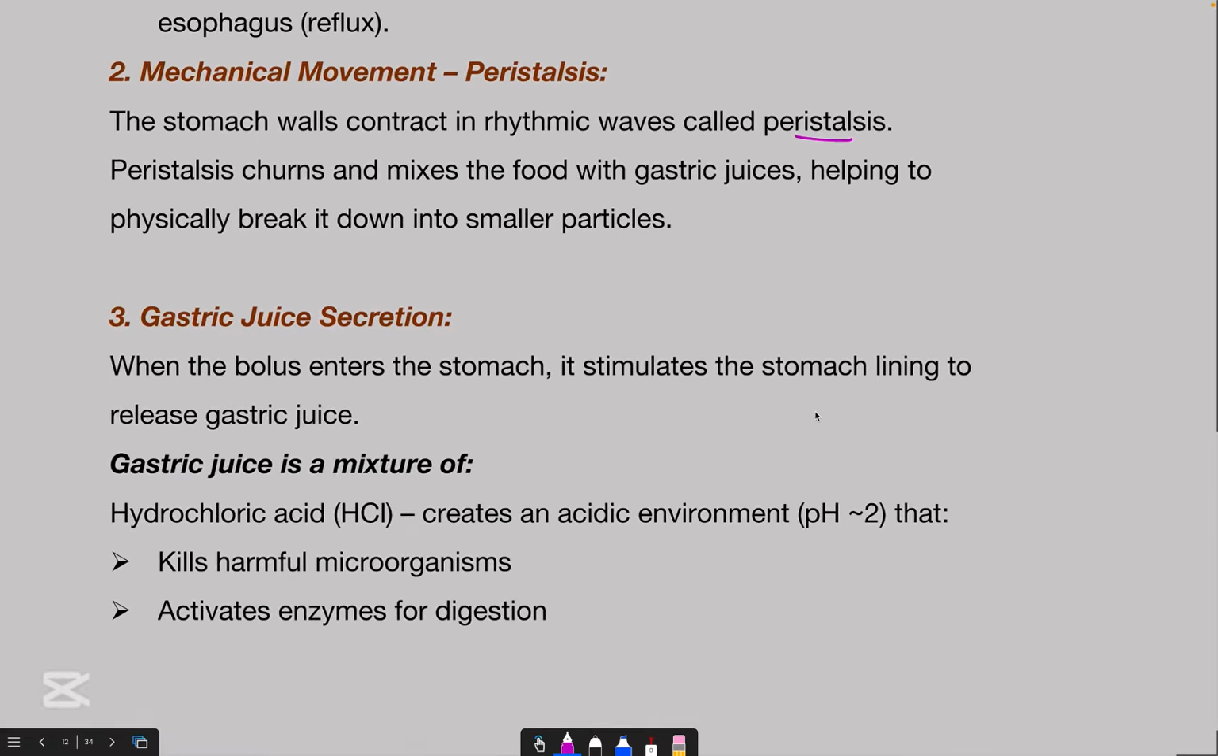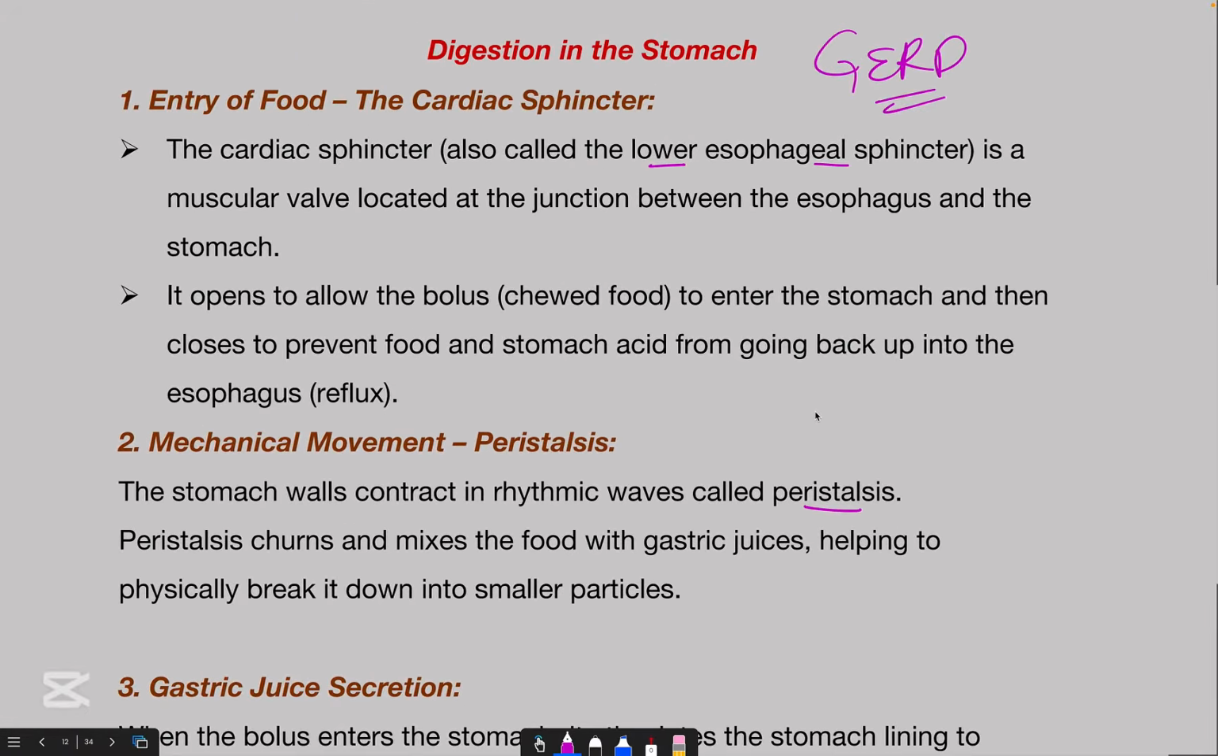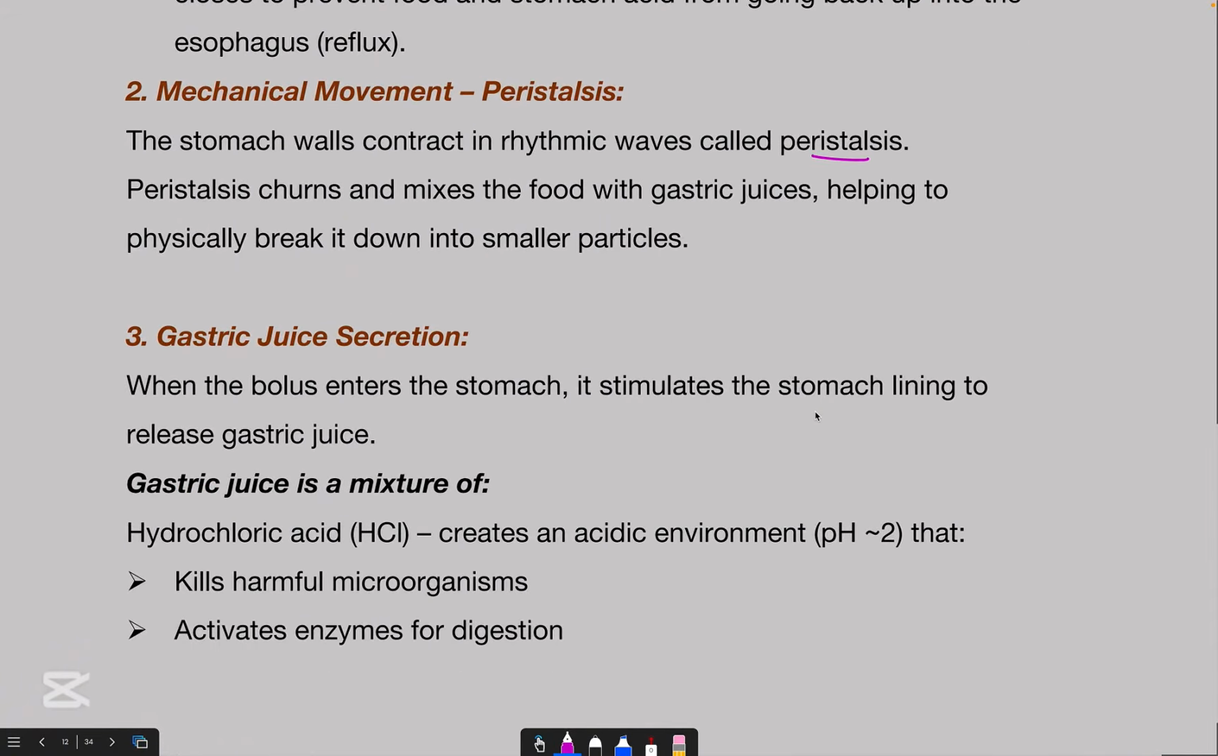Now, gastric juice secretion. These are the things that happen in the stomach. First of all, the food enters the stomach via the cardiac sphincter. Then there is peristalsis, the movement of the food in the stomach, and that movement ensures that the food mixes with gastric juice. When the bolus enters the stomach, it stimulates the stomach lining to release gastric juice. Are you getting it now?